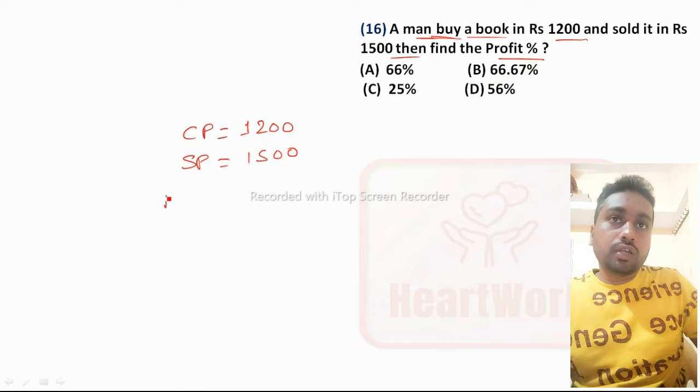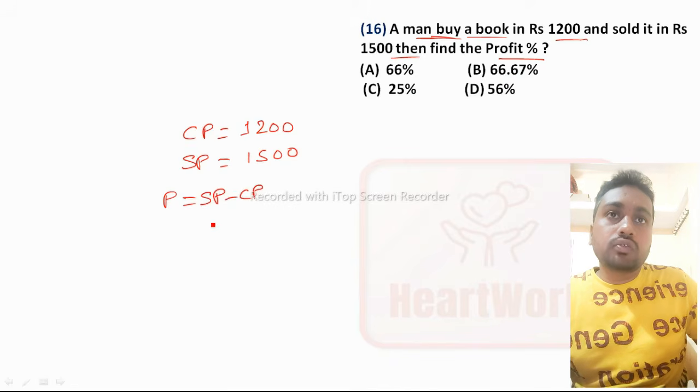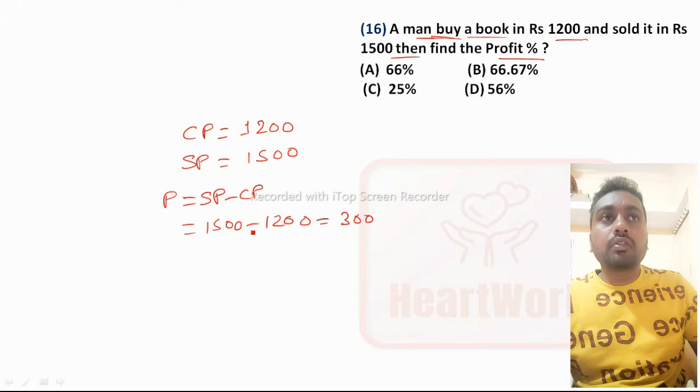So first we need to find the profit. How will we calculate profit? Profit is selling price minus cost price. So the selling price is 1500 minus 1200, so it is 300. So how much profit are we getting? That person is getting 300 rupees.